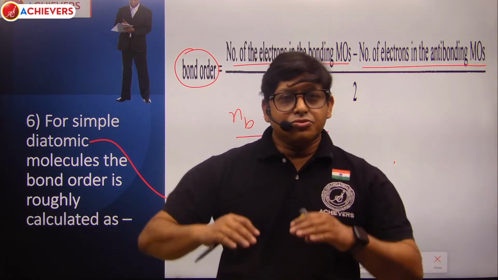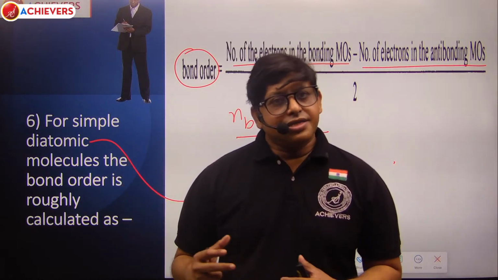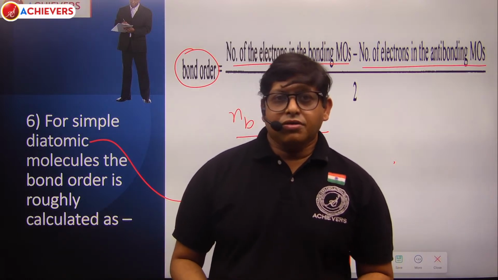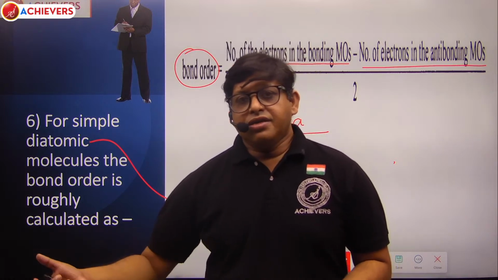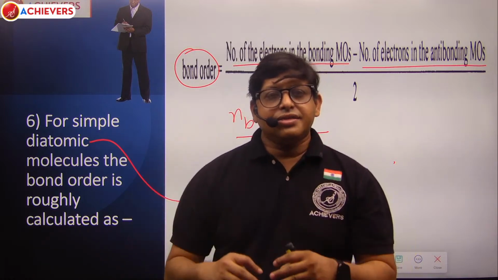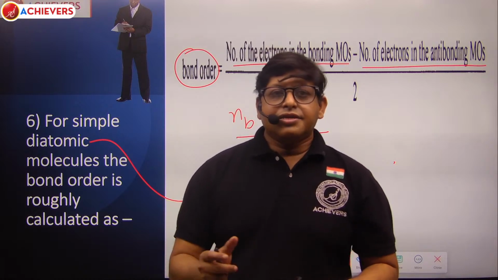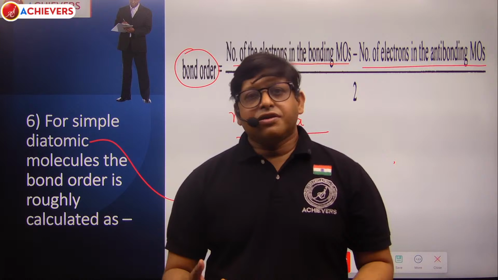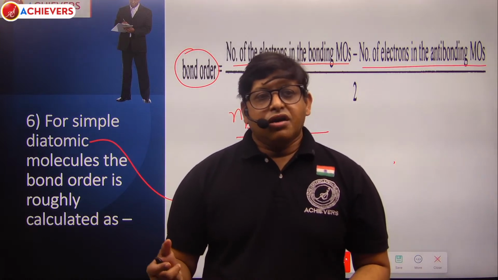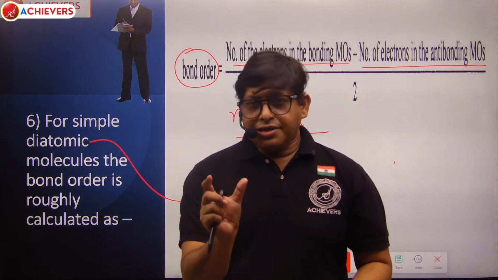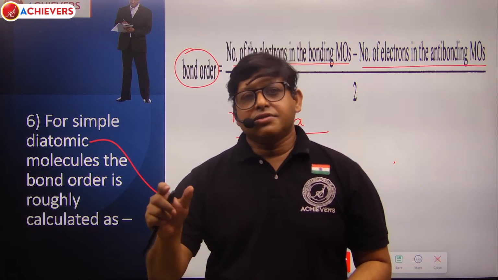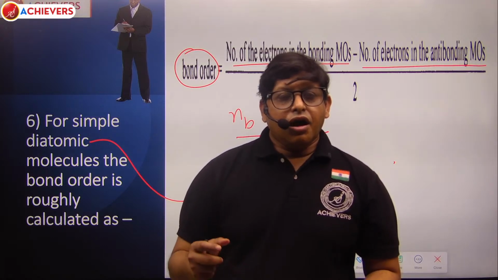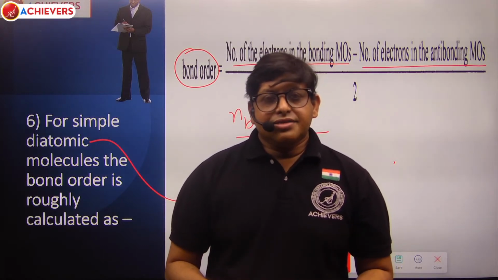The density is being delocalized over two centers, so bond order basically measures the strength of the bond. How many atoms are there where the density is being distributed? That is divided by 2. So for 2 atoms, the number of electrons in the BMO is NB minus NA. To that extent the BMO is greater than the ABMO, so some bond is being formed. And how many centers the density is delocalized over, that is your divisor.